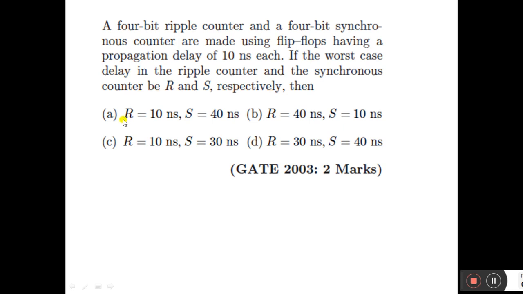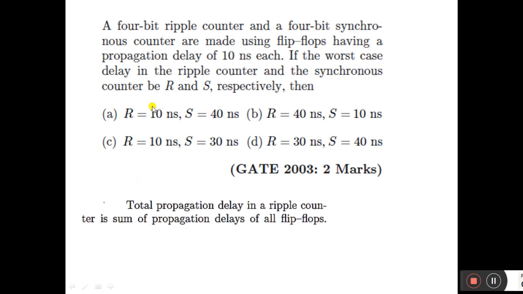Option A given, R equal to 10 nanosecond, S equal to 40 nanosecond. Option B, R equal to 40 nanosecond, S equal to 10 nanosecond. Option C, R equal to 10 nanosecond, S equal to 30 nanosecond. Option D, R equal to 30 nanosecond, S equal to 40 nanosecond. This question was asked in GATE 2003, but it's a very simple one. So let me see the solution.